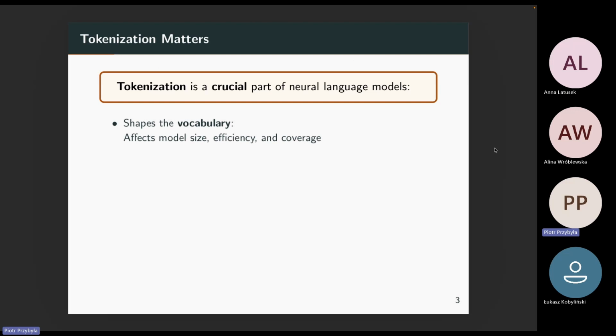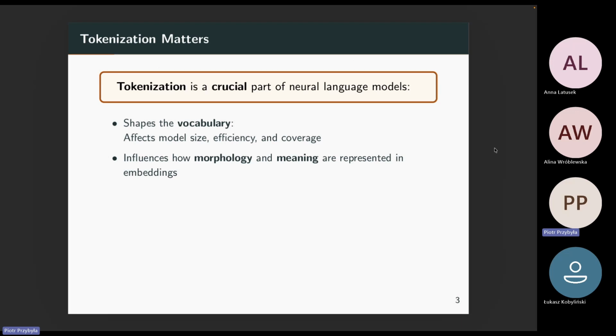Why is that? Well, it shapes the vocabulary, because what gets in as input to the model is determined by what kind of words you have in the vocabulary. So depending on how you split the words and how you represent them, you will have different kinds of input information inside the model. It will affect the size, the efficiency, and also the coverage, meaning what kinds of words are represented inside the model. And very importantly, it influences how morphology and meaning are connected, right?